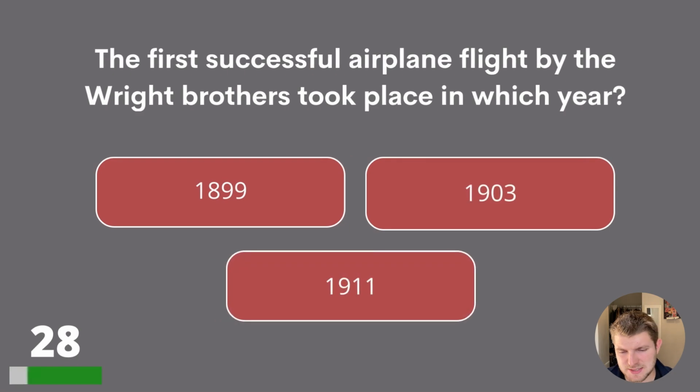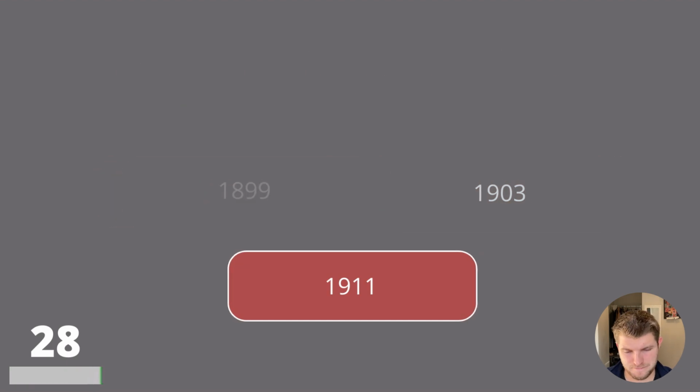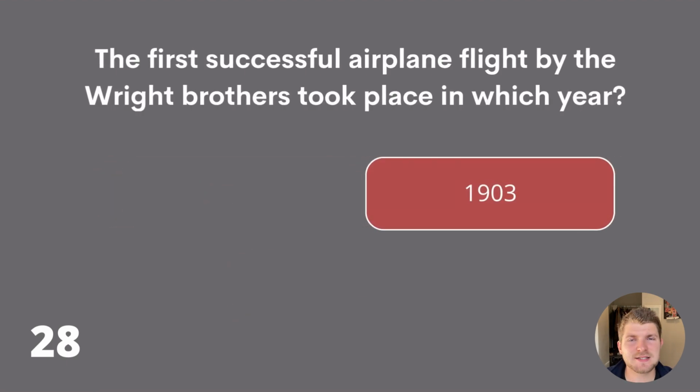28. The first successful airplane flight by the Wright brothers took place in which year? 1899, 1903, or 1911? The answer is 1903.